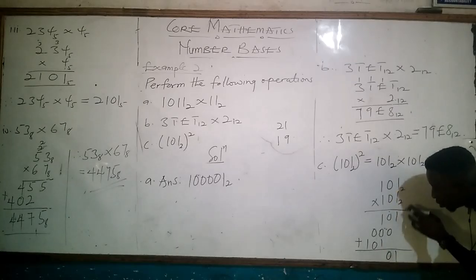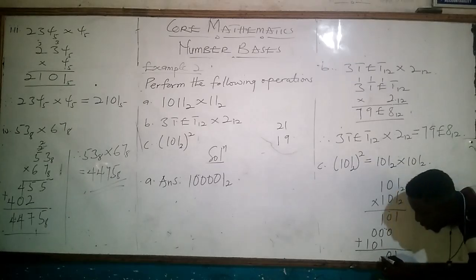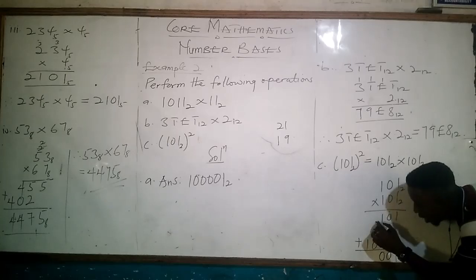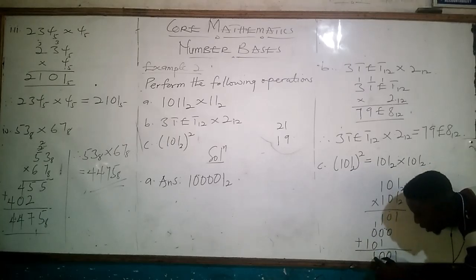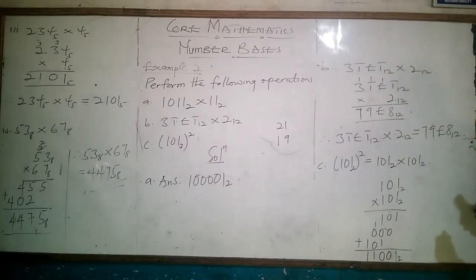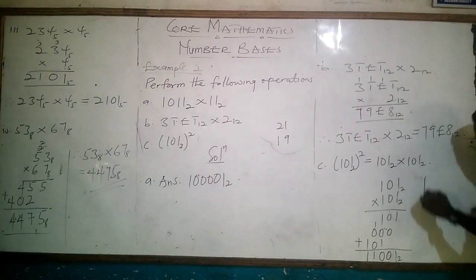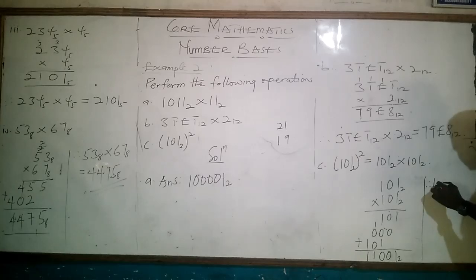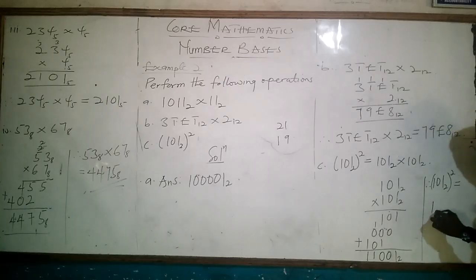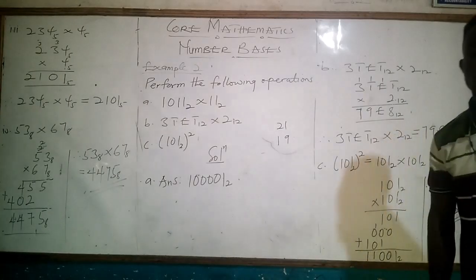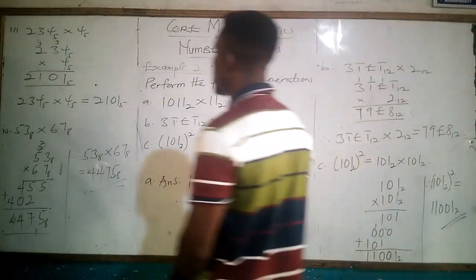But we are in base what? 2. So it will tend to 0. Then we carry the 1 forward. So it will be 1 here and 1 here is 2. Therefore, we can say that 101 base 2 all squared is equal to 11001 base 2. And that is it. And we are getting that. So this is all under our multiplication tool.